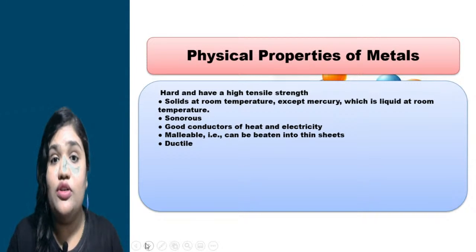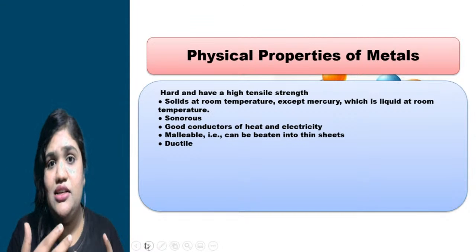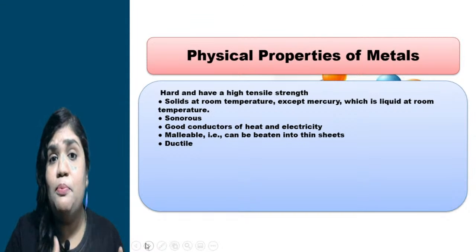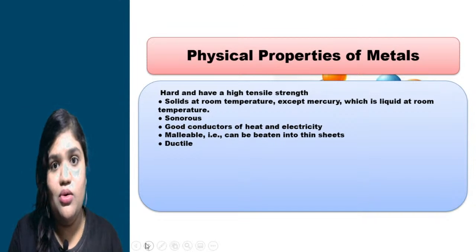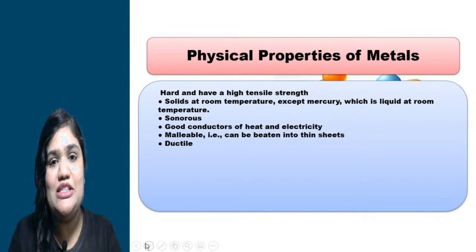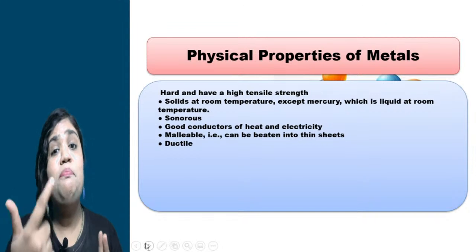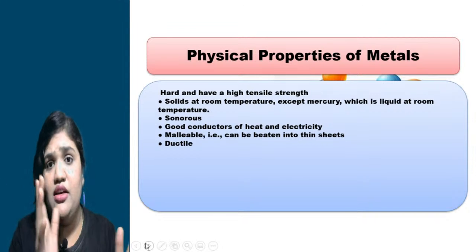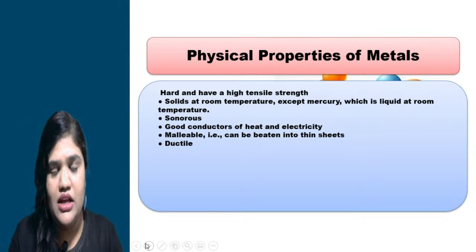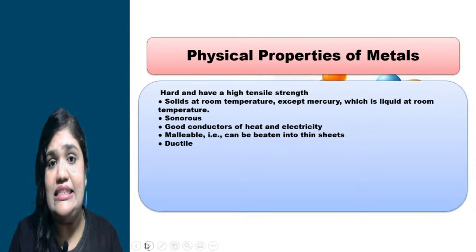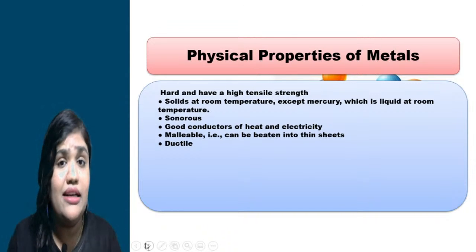So, sonorous. What is sonorous? Basically, students, metals can produce sound. Pleasant sound. Sonorous means pleasant sound. So, they can produce sound when we strike metals against any material. So that is one of the characteristics or properties of metals.